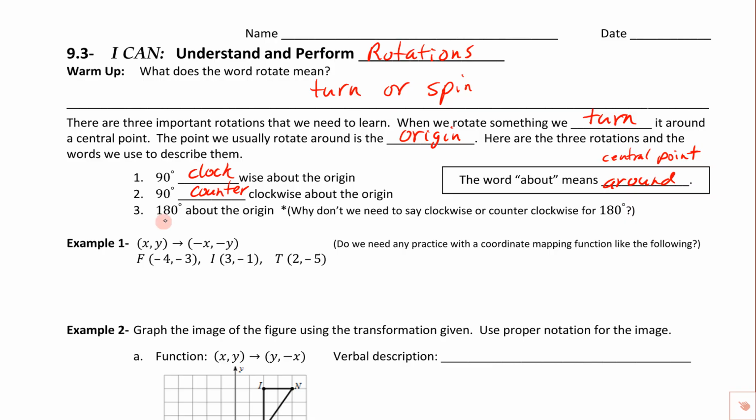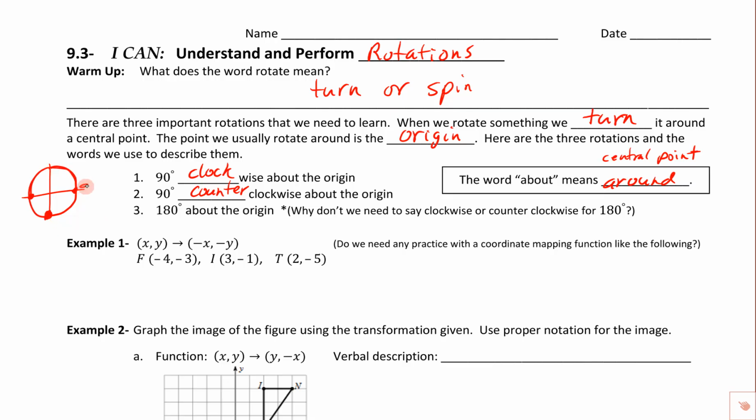And the other thing I wanted to mention here is if we rotate something clockwise, so let's take this one right here. Let's say I rotate that 90 degrees clockwise. That's going to end up right here. If I rotate it 90 degrees counterclockwise, it's going to end up right here. But if I rotate it 180 degrees about the origin, you'll notice we didn't say clockwise or counterclockwise, and here's why. If we're going this direction, we rotate 180 degrees, we'd be pointing down there. If we rotate the other direction 180 degrees, we're still going to be down there. If we rotate 180 degrees, we're going to still end up in exactly the opposite direction.